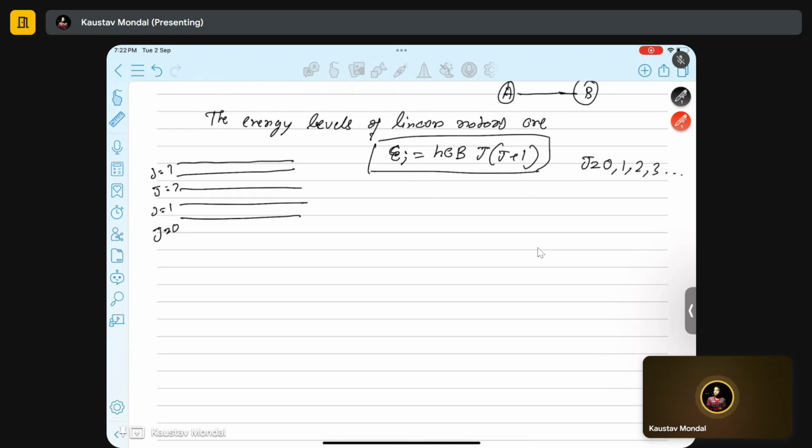And here B is the rotational constant. Okay, so B here is the rotational constant. So the value of B is already mentioned in the literature, which is h by 4 pi c I.